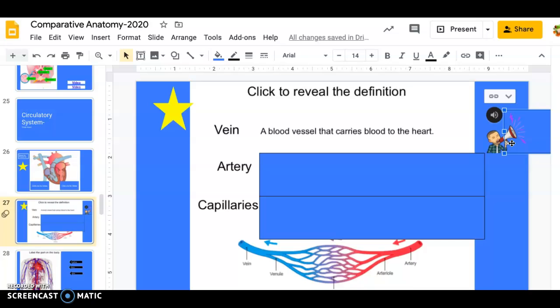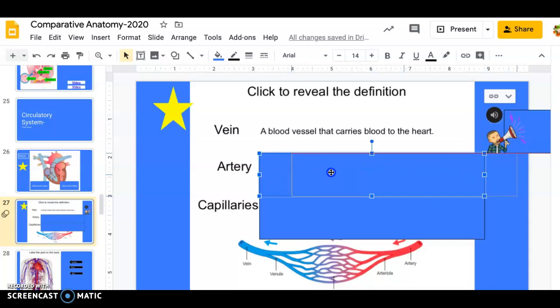Why? It's coming from the body, and the cells have used up all the oxygen and dropped off CO2, and it's being brought back to the heart so it can be pumped to the lungs. And so that means it's kind of, I would call it, used up blood. I mean, blood gets recycled all the time anyway, but it's kind of used up all of its oxygen.